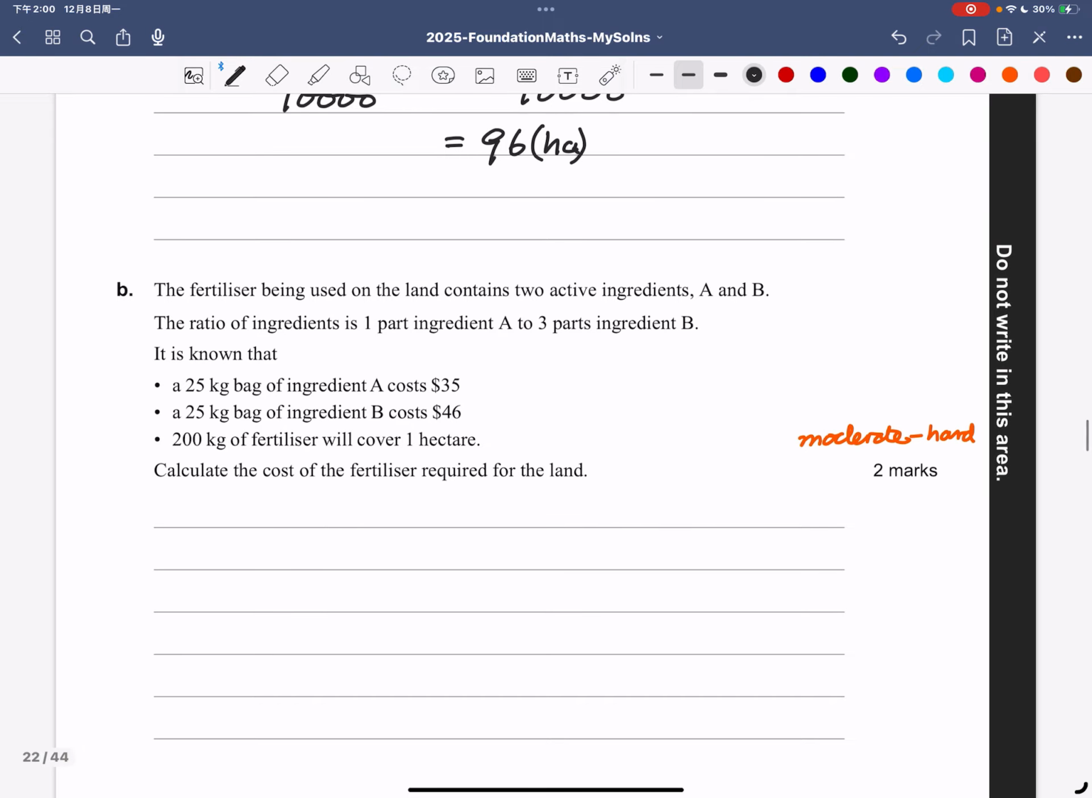The fertilizer being used on the land contains two active ingredients, A and B. The ratio of ingredients is 1 part ingredient A to 3 parts ingredient B. So a quarter will be A, 3/4 will be B, something along this line. It is known that a 25 kilogram bag of ingredient A costs $35. A 25 kilogram bag of ingredient B costs $46. 200 kilograms of fertilizer will cover 1 hectare.